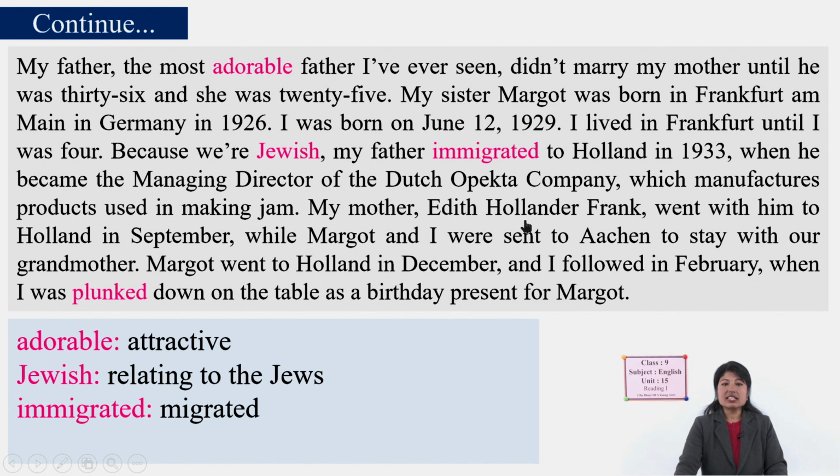My mother, Edith Hollander Frank, went with him to Holland in September, while Margot and I were sent to Aachen to stay with our grandmother. So father and mother both migrated. That's why both sisters were sent to their grandmother's home. Margot went to Holland in December and I followed in February.